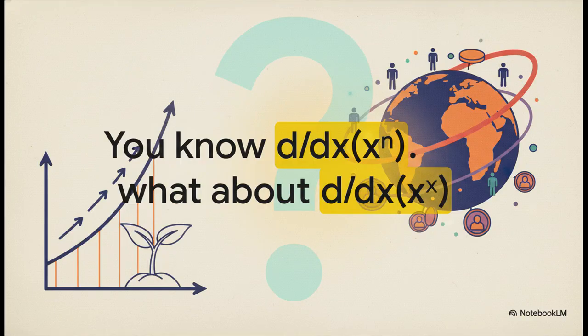So, you've gotten pretty good with the power rule, right? I mean, finding the derivative of x squared, x cubed, no problem. But then, bam, you run into a function like x to the power of x. And suddenly, everything you know kind of grinds to a halt. Your trusty power rule just doesn't work here. Why? Because the base is a variable, but so is the exponent. This is a whole different ballgame, and we're going to need a completely new playbook to solve it.